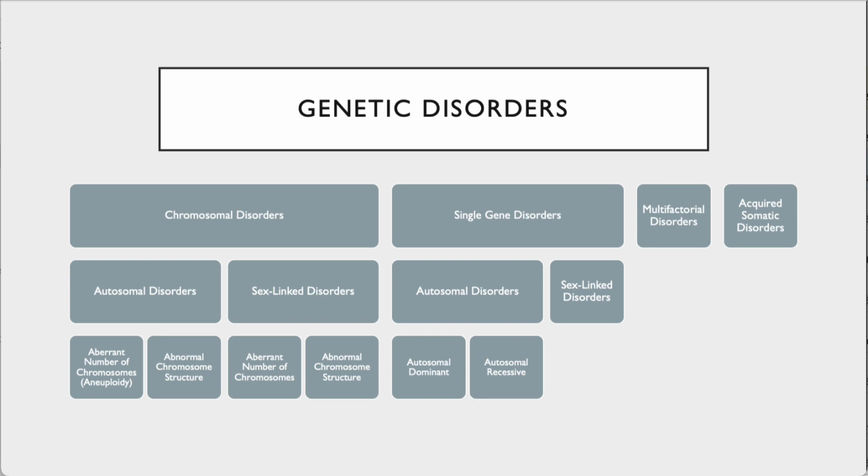Now we have autosomal chromosomal disorders, we have sex-linked chromosomal disorders, and then we have any number of subclasses from there. The single gene disorders we talk about with an autosomal type or a sex-linked disorder. And so these are the classic disorders that you think of when you think of things like cystic fibrosis and, you know, those autosomal disorders.